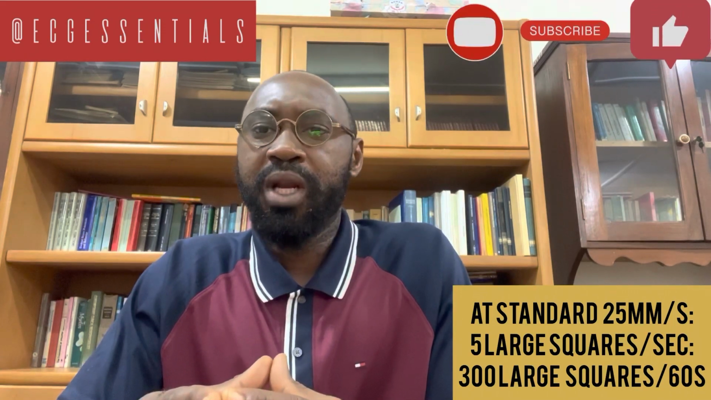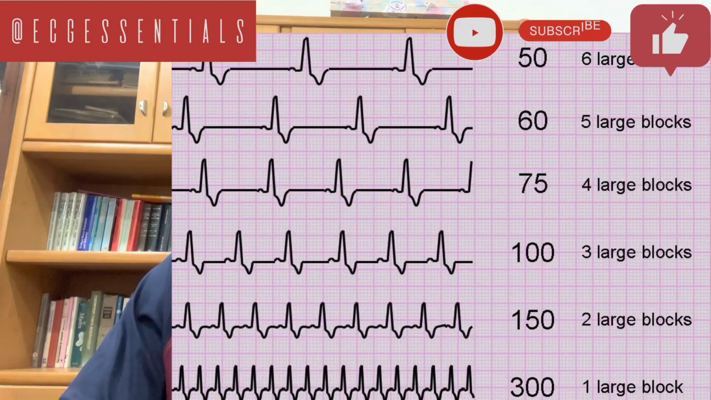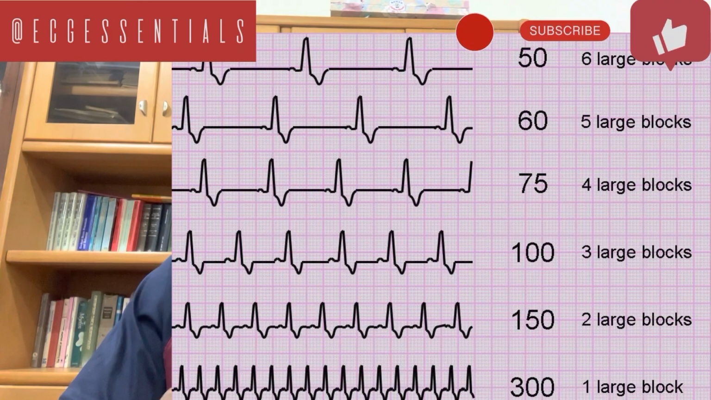how many of these large boxes will the ECG have printed? That is simply 60 multiplied by 5, arriving at 300 large boxes. So if we divide this number 300 by the number of large squares between two consecutive QRS complexes, we are able to arrive at the heart rate. And of course, this is used when the rhythm is regular.